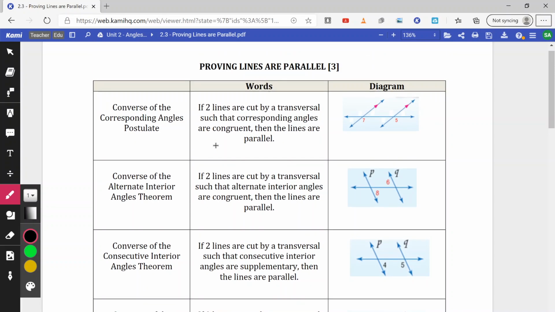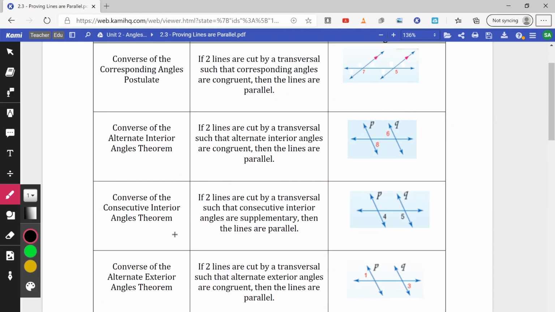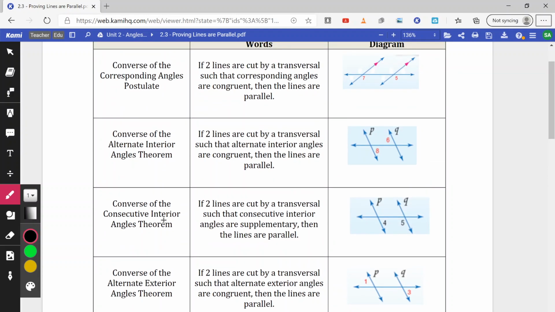So in this case, we've gone over all these different postulates: the corresponding angle postulate, alternate interior, alternate exterior, consecutive interior, perpendicular transversal. Going forwards, that's saying if I have two lines that are parallel cut by a transversal, this is the relationship of the angles. Today we're going to look at the converse of these postulates, meaning we are told the angle relationships and we have to say whether or not the lines are parallel.